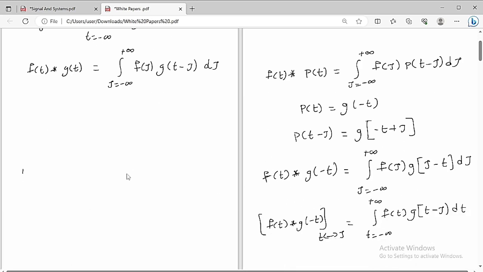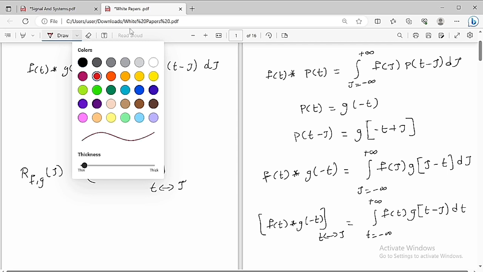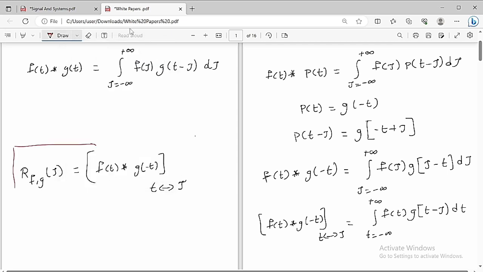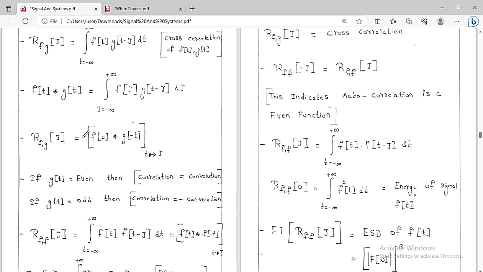So what is the formula here? The cross correlation of f comma g of tau is equal to f of t convolution with g of minus t, and finally replace t by tau and tau by t. So this is the final formula, and you have to always keep this formula in your mind. I have basically given a proof also. Therefore, the cross correlation between f and g is nothing but the convolution of f of t and g of minus t, and finally replace t by tau and tau by t, then we get this expression.